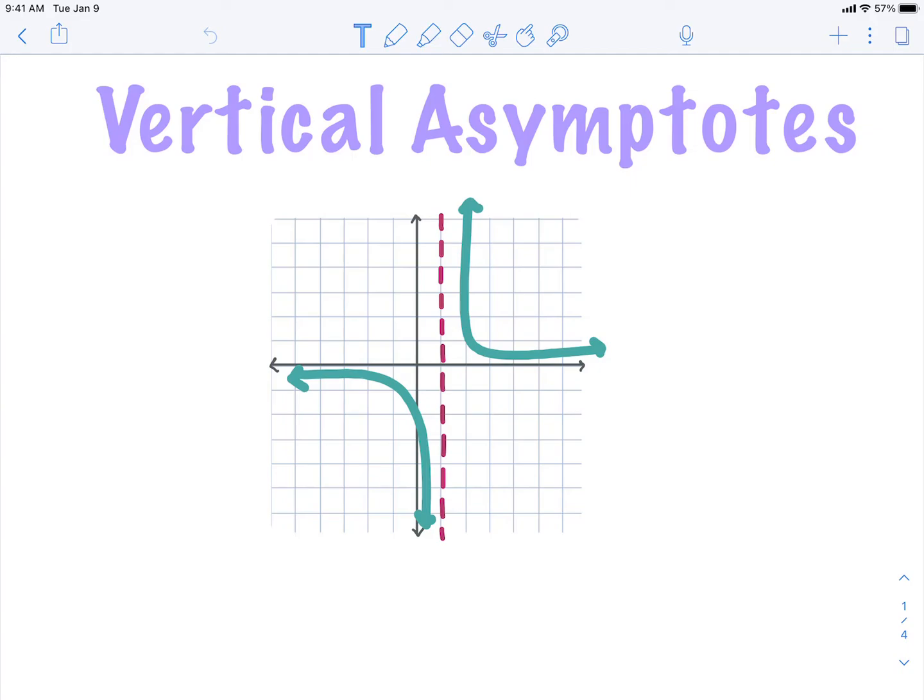All right, so we're going to talk about vertical asymptotes first. Then we're going to look at horizontal asymptotes because our ultimate goal is, remember, you want to be able to graph a rational function by the end of next week. So our asymptotes are imaginary lines that our graph cannot cross.